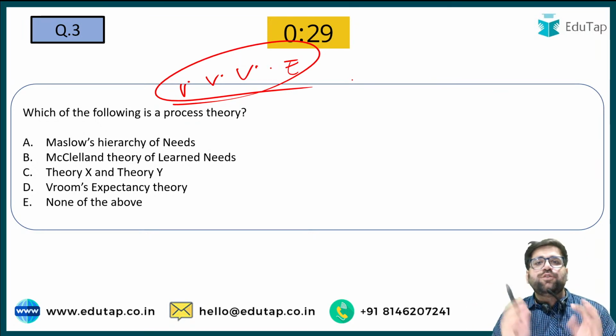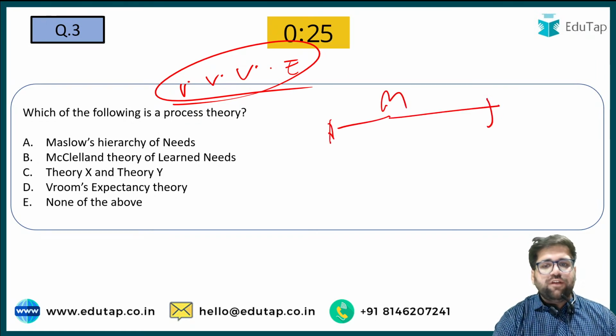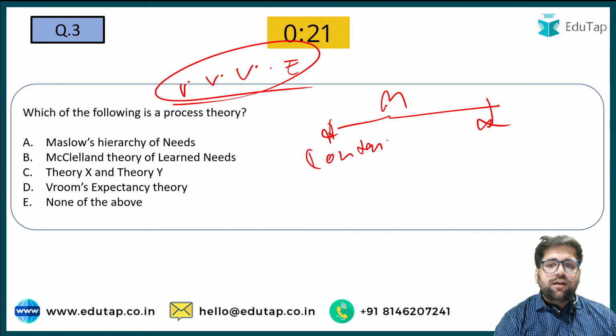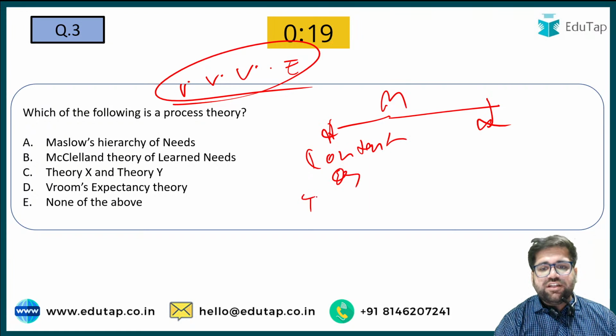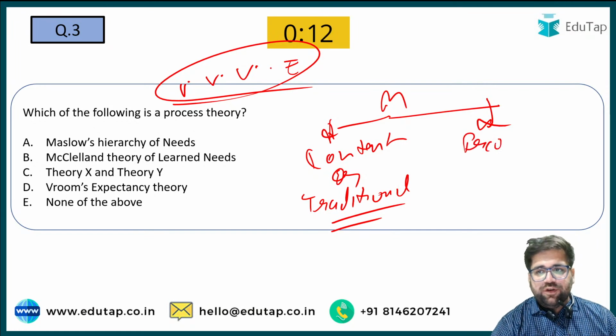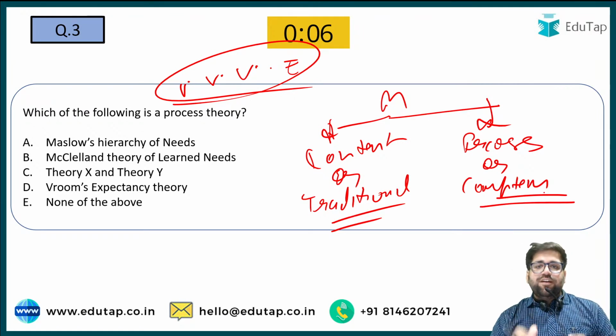They are just asking you the different categories. We all know that motivation theories have two types of categories. The first is content based, also known as traditional theories. The second is process theories of motivation, also known as contemporary theories. I hope you all know these different categories.